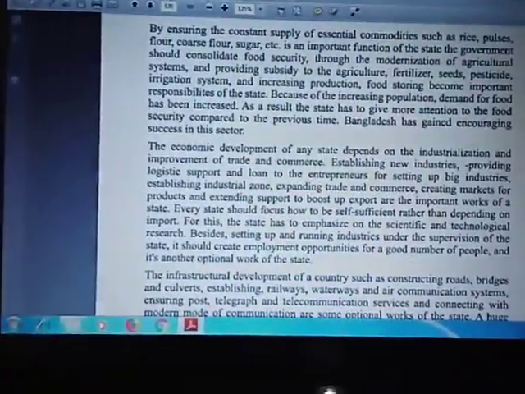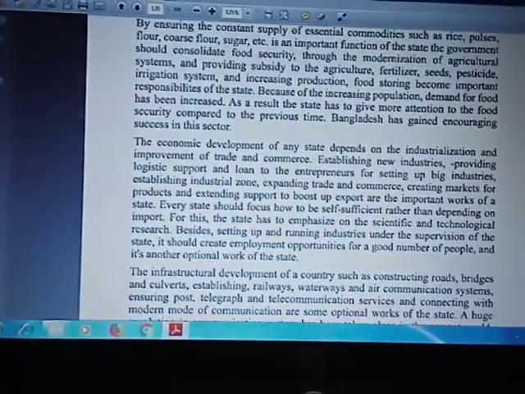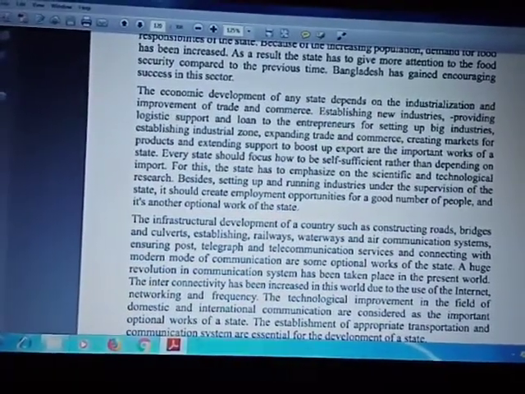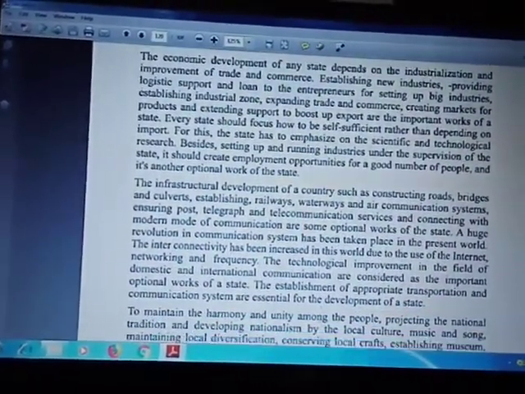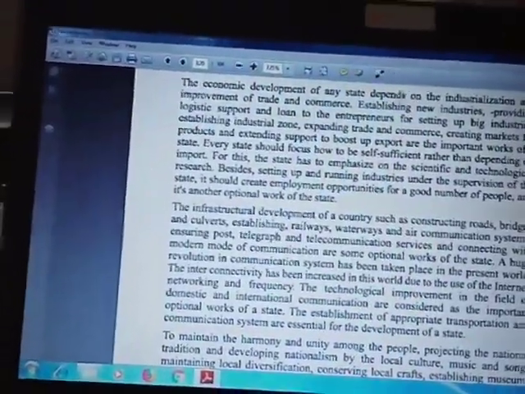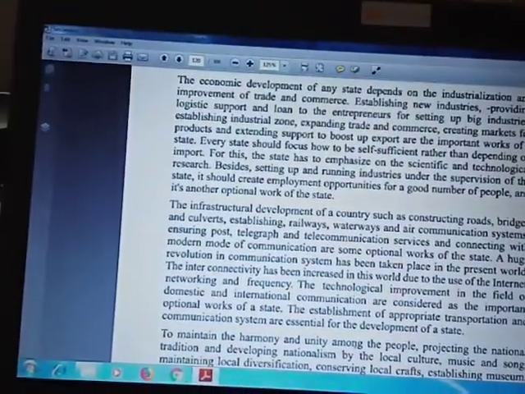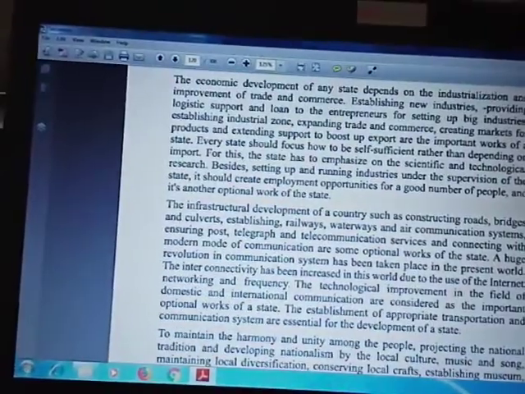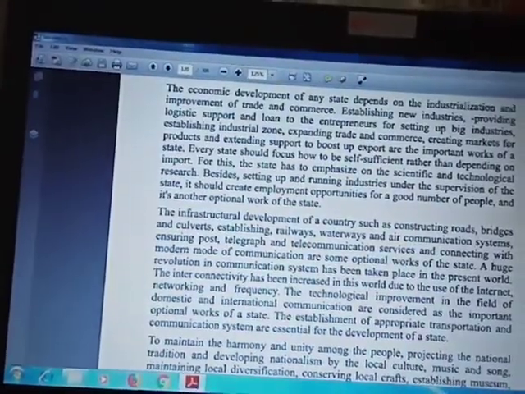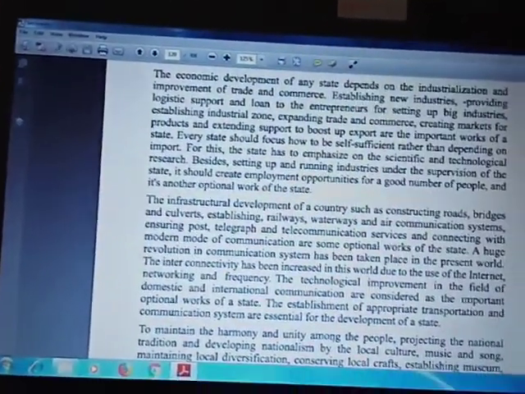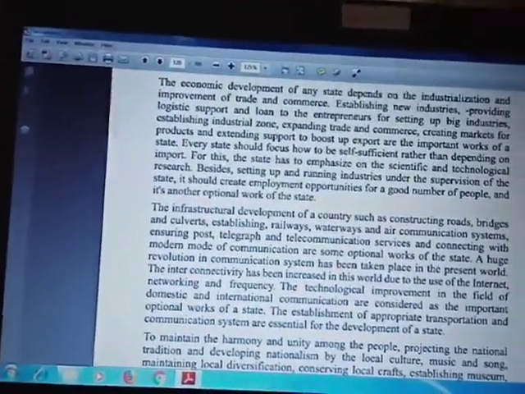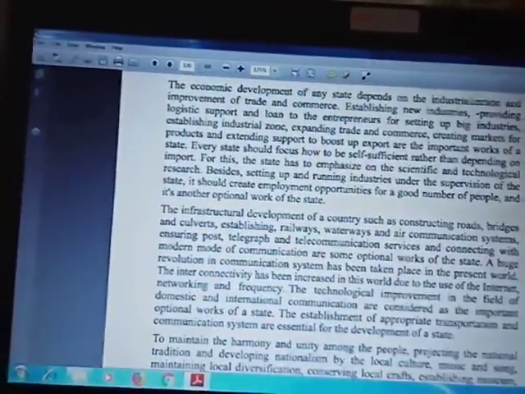Bangladesh has gained encouraging success in this sector. The economic development of any state or country depends on the industrialization and improvement of trade and commerce. Establishing new industries, providing logistics support and loans to the entrepreneurs for setting up big industries, establishing industrial zones like EPZ, expanding trade and commerce, creating markets for products, and extending support to boost up export are the important works of the state. Every state should focus on how to be self-sufficient rather than depending on import.